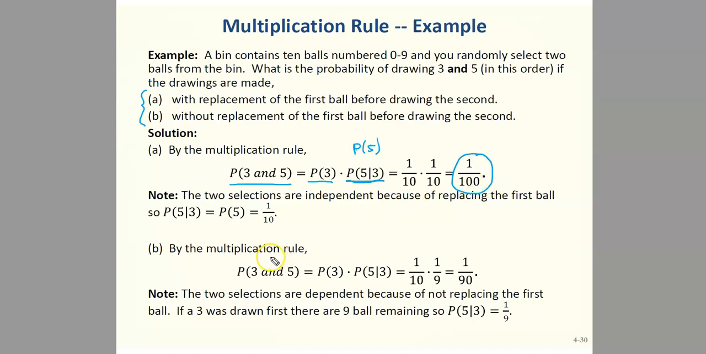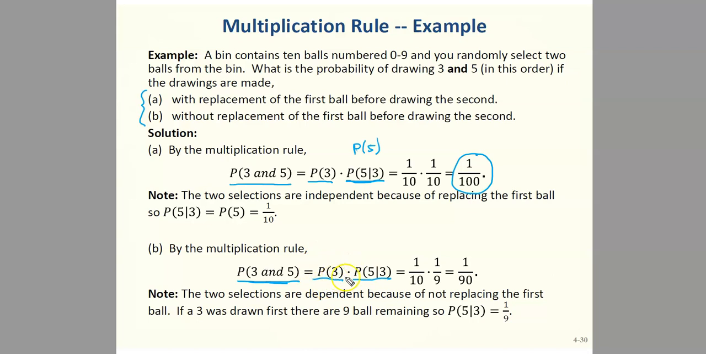Now let's take a look at the second part. Here we do not replace the first ball when we draw the second one. So in that case we still follow the multiplication rule. Probability of a 3 and a 5 is going to be probability of a 3 times probability of a 5, given that a 3 was previously drawn.